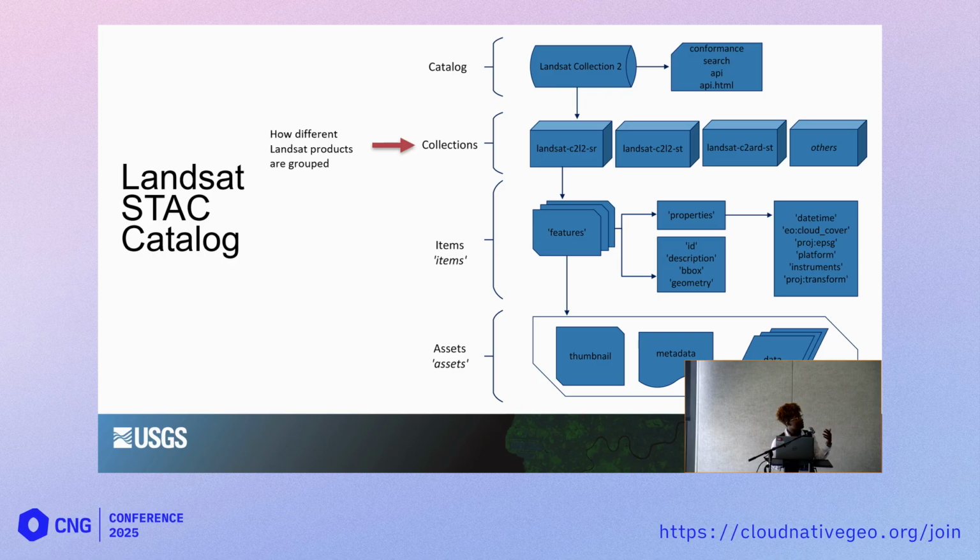As I was saying before, the collections are separated based on different product grouping types. Right now, surface reflectance is different from surface temperature level 2, and they all have their specific names to access them.